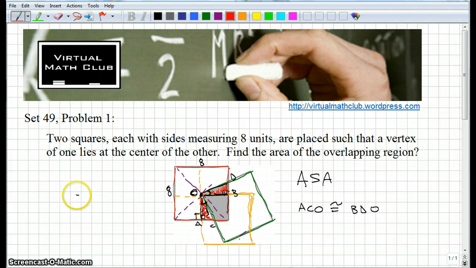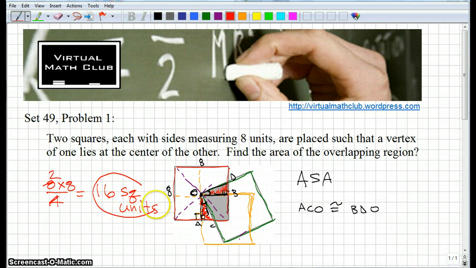The original question asked what is the area? So we have an 8 by 8 square, and so the area is going to be 64 square units, and 1/4 of that then is going to be 16 square units. Okay, so there you go. That's the answer, 16 square units.